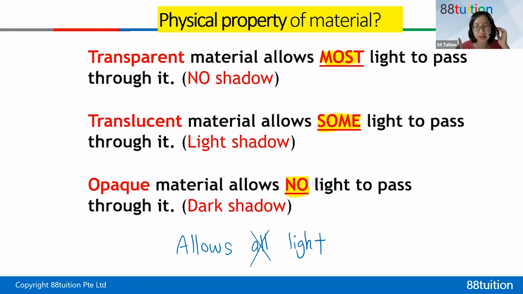All right, so don't write allows all light to pass through it, because if a material can allow all the light to pass through it, then that material is invisible, cannot be seen. That material is invisible material. It cannot be seen by any one of us. So do not write allows all light to pass through. Instead, write most light, some light, or no light. All right, so if you have a transparent material, you have no shadow.